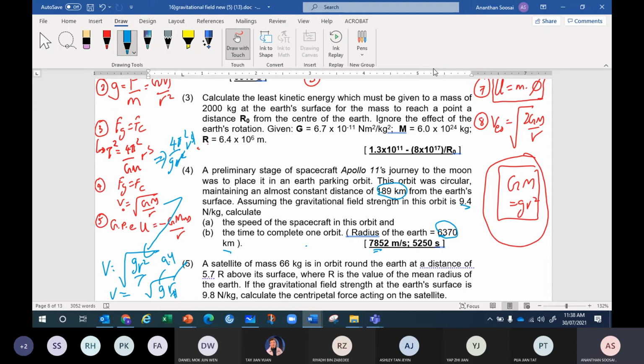Did you get the working? 2 minutes for you. So those who identified the equation must be the third one, good. And those who identified that GM needs to be replaced with GR squared. Another problem is to make sure kilometers are changed to meters. Okay, any problem? Has everyone got the answer? 5250 seconds.